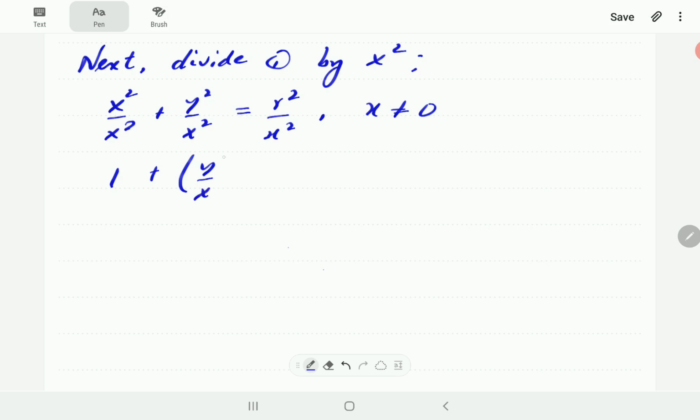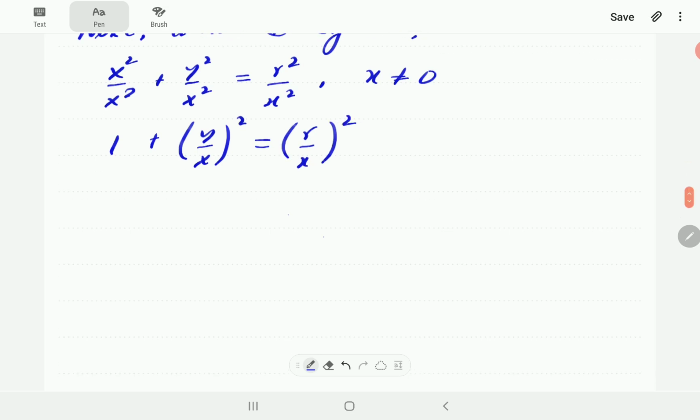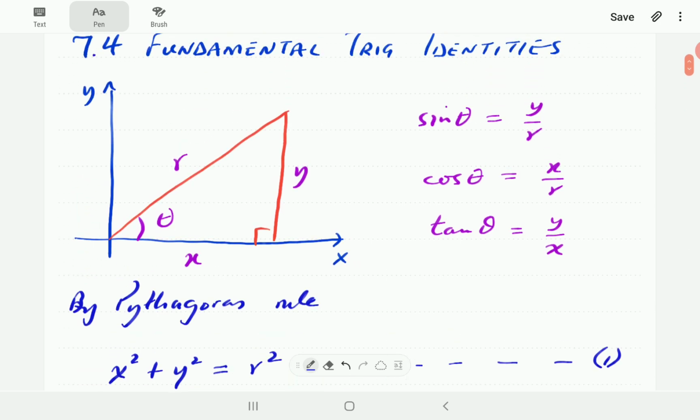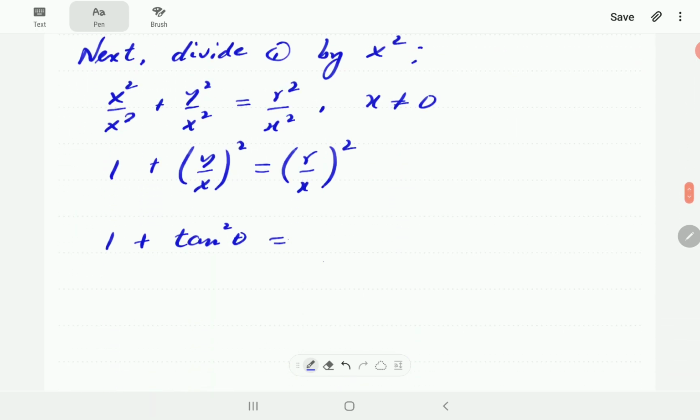This is going to be y over x all squared. This is going to be r over x all squared. Then this is going to give us 1, and y over x is tangent, so it's going to be 1 plus tangent squared. R over x is the reciprocal of cosine. So cosine is x over r, so r over x is the reciprocal, which is the secant. So this is going to be secant squared theta.